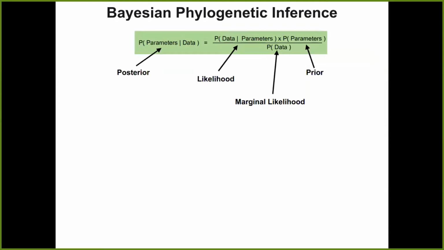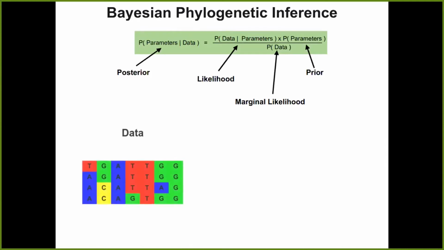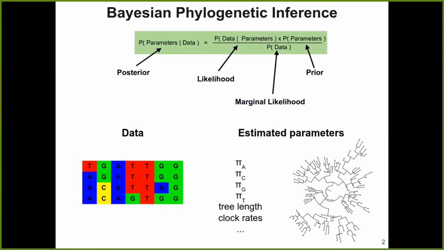This is Bayes' theorem, which states that the posterior probability of the parameters equals the likelihood of the data times the prior probability of the parameters divided by the marginal likelihood of the data. And in the case of phylogenetic inference, the data is the sequence alignment, and the parameters that we are estimating are the model parameters, such as the stationary base frequencies, the tree length, the clock rates, and of course the phylogenetic tree.